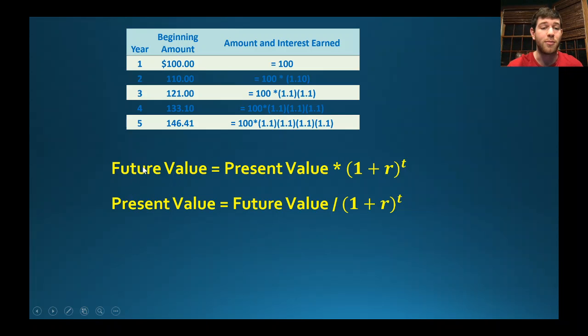There we derive these formulas: future value is present value times (1 plus r) to the t, where r is your rate and t is your time. And if we take this formula and isolate present value, then we also get present value equals future value divided by (1 plus r) to the t.